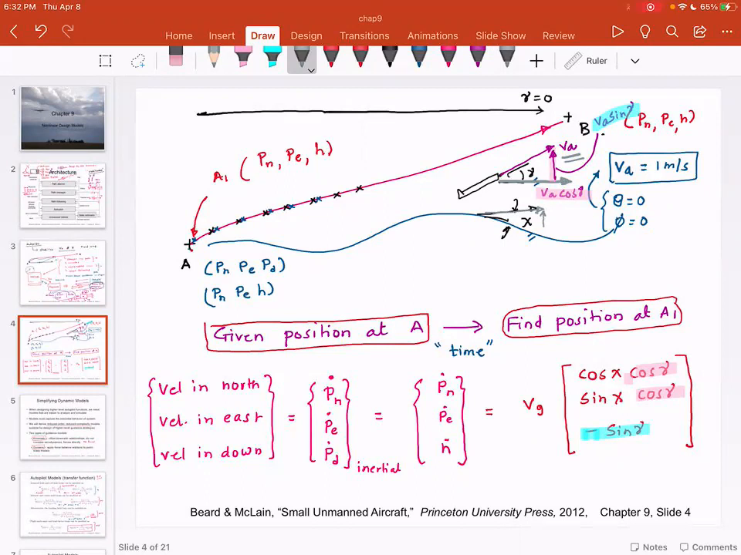So finally, let's recollect what Vg is. Vg is the ground speed. Some of you may ask, a moment ago we were talking about the airspeed, so where did this ground speed come from? Ground speed is important because we are following a path, and this path is assumed to be on the ground in the inertial coordinate frame. That's why, when I'm trying to derive this expression for Pn dot, Pe dot, Pd dot, I am using Vg.